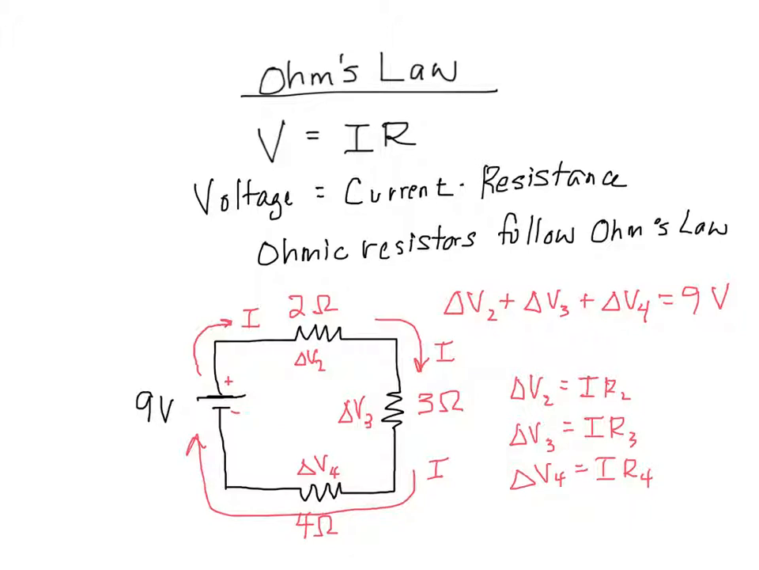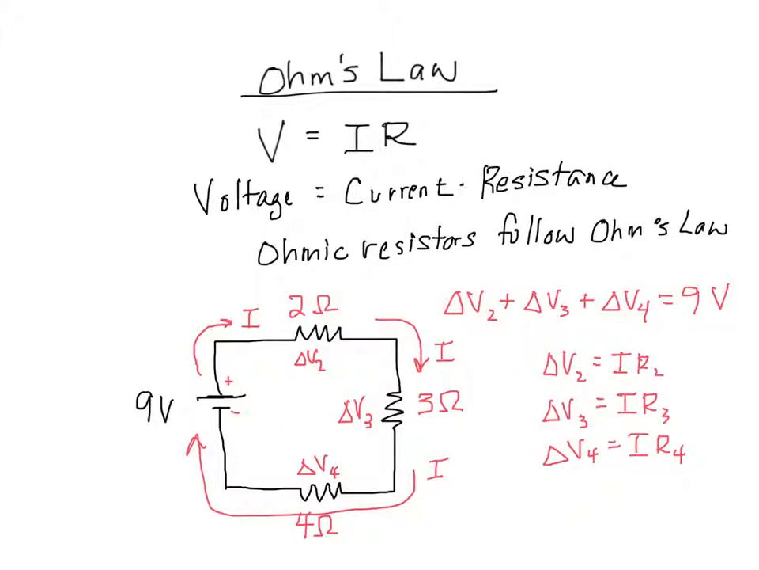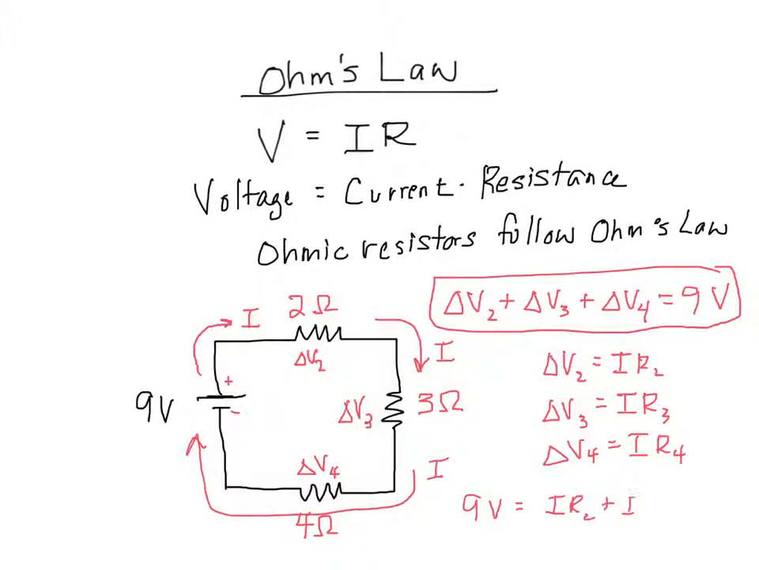And you know they all add up to the 9 volts. So let me see if I have some room down here. I'm going to have to rearrange some things. Okay, so I know, starting off with this equation right here and substituting in the delta V2, V3, and all those terms, I'm going to say I R2 plus I R3 plus I R4 should add up to the 9 volts.